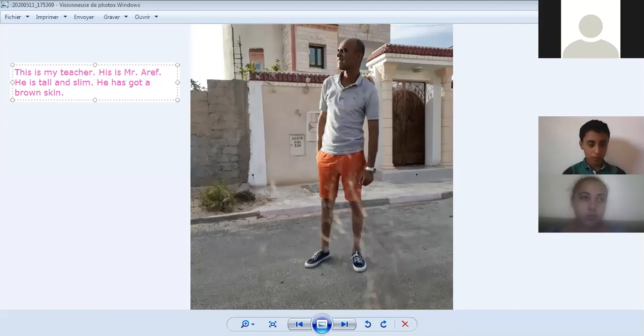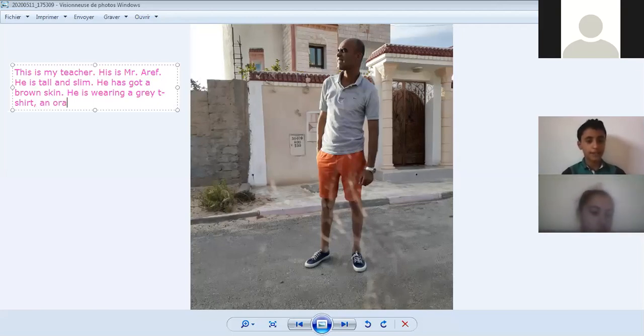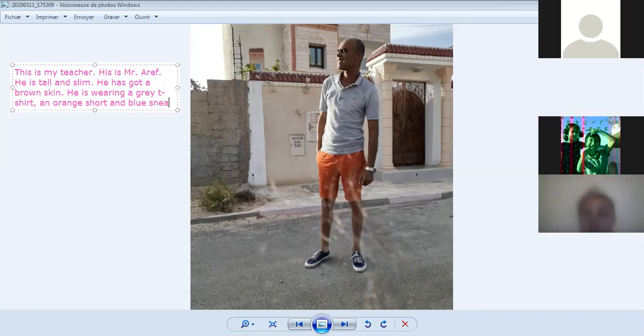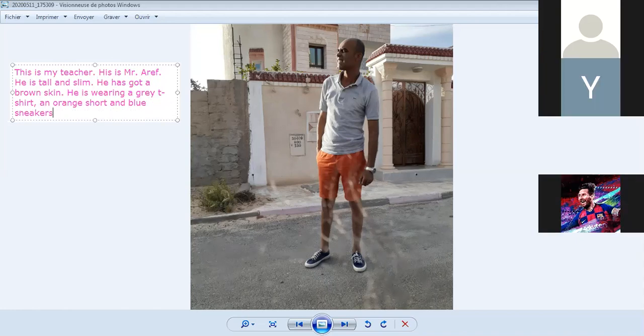Now, let's describe his clothes. He is wearing a gray t-shirt. Yes. Comma. An orange shirt. And blue sneakers.